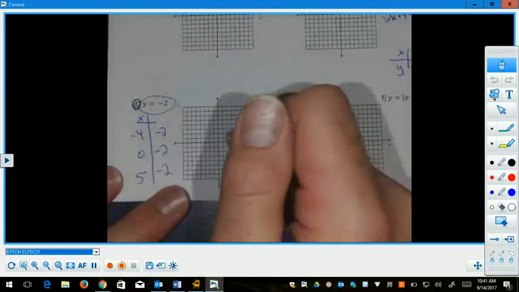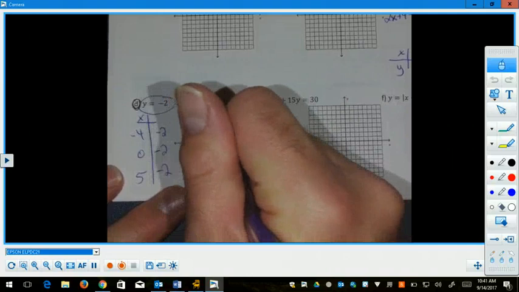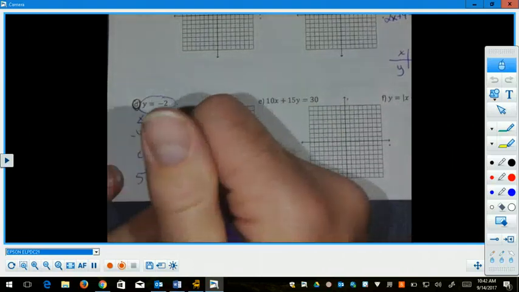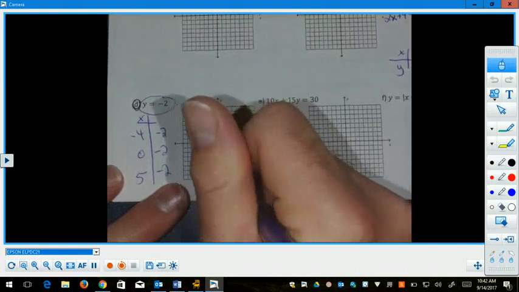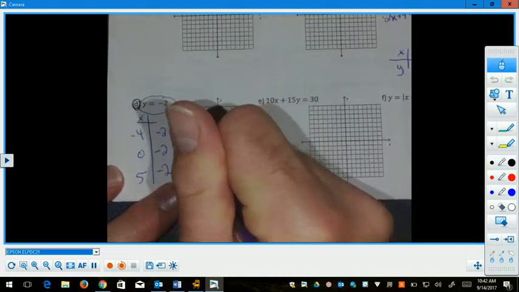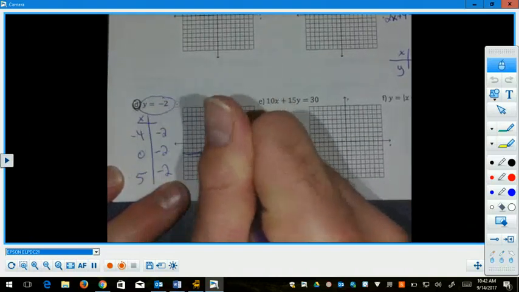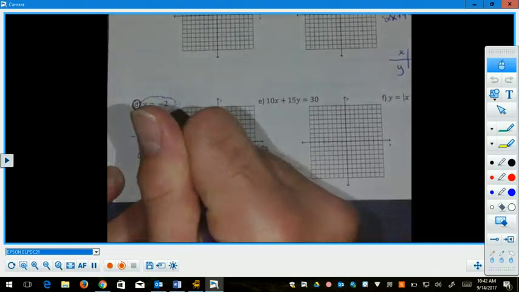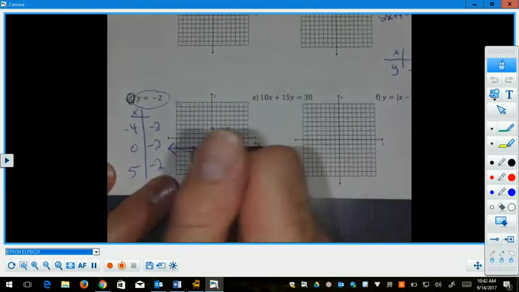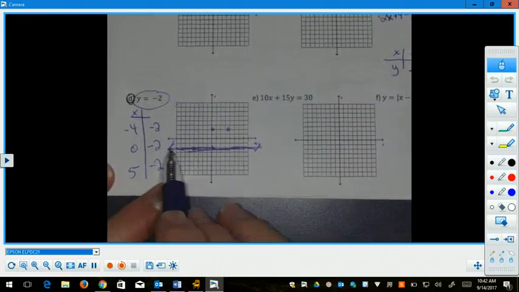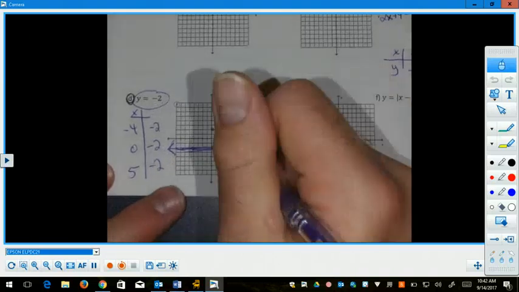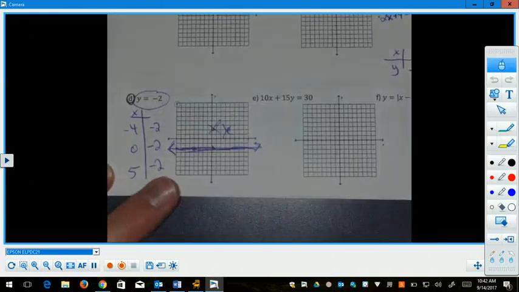So when I go to plot this, every x coordinate has a point with a height of negative 2. So it's going to give me a horizontal line. We have an expression to remember this, and we'll talk about it later. But for now, just know that it means every output, every y value, is -2.